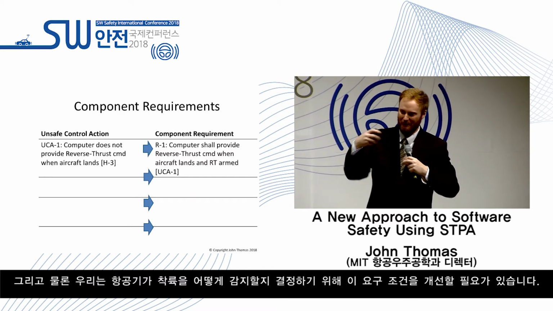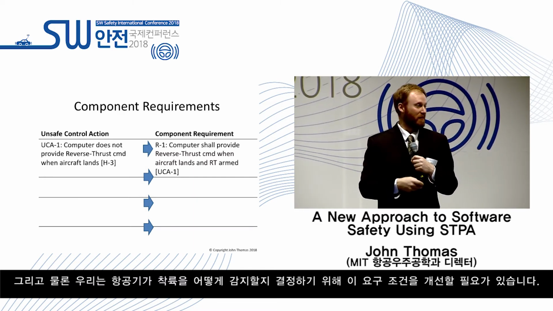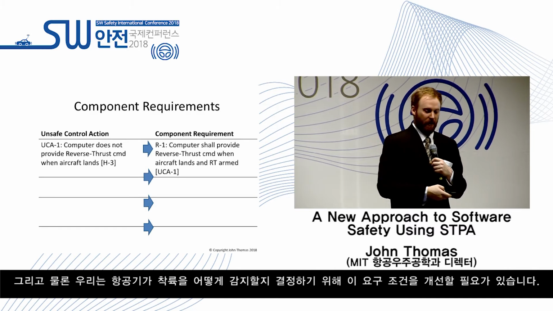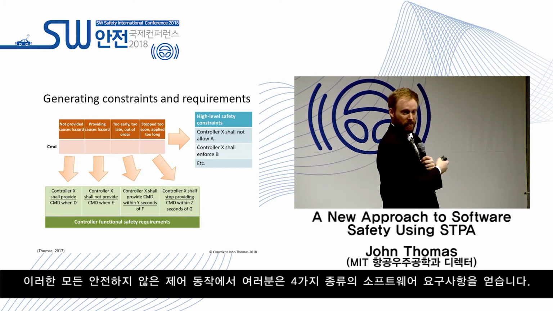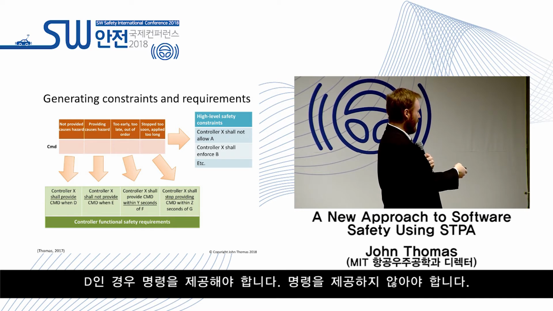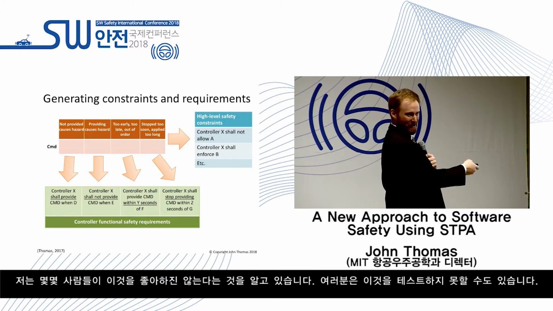And then, of course, we need to refine this requirement to determine how it will detect the landing. Here's what you get from all of these unsafe control actions. You get 4 kinds of software requirements. Shall provide command when D. Shall not provide. I know some people don't like this.